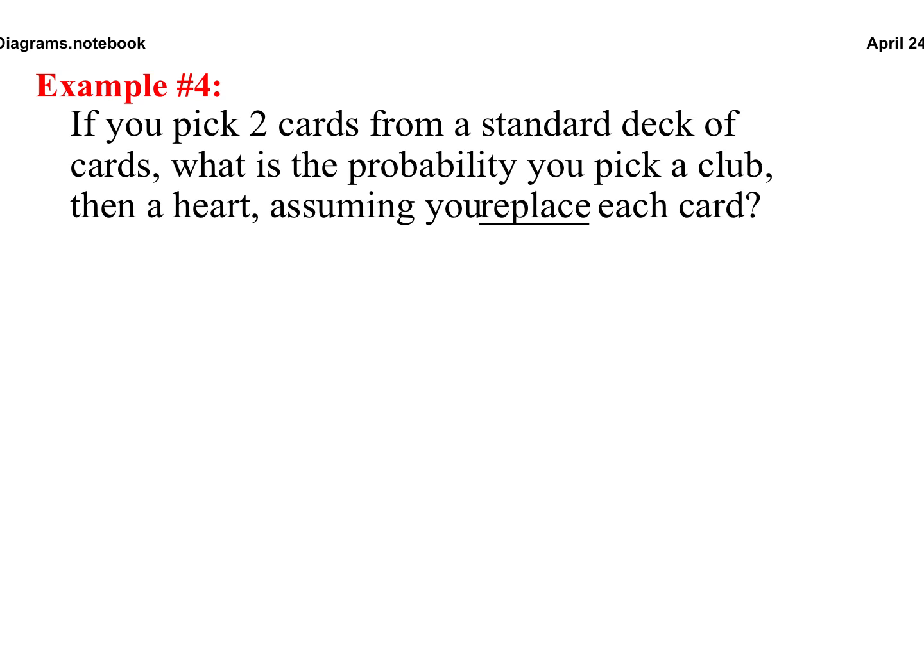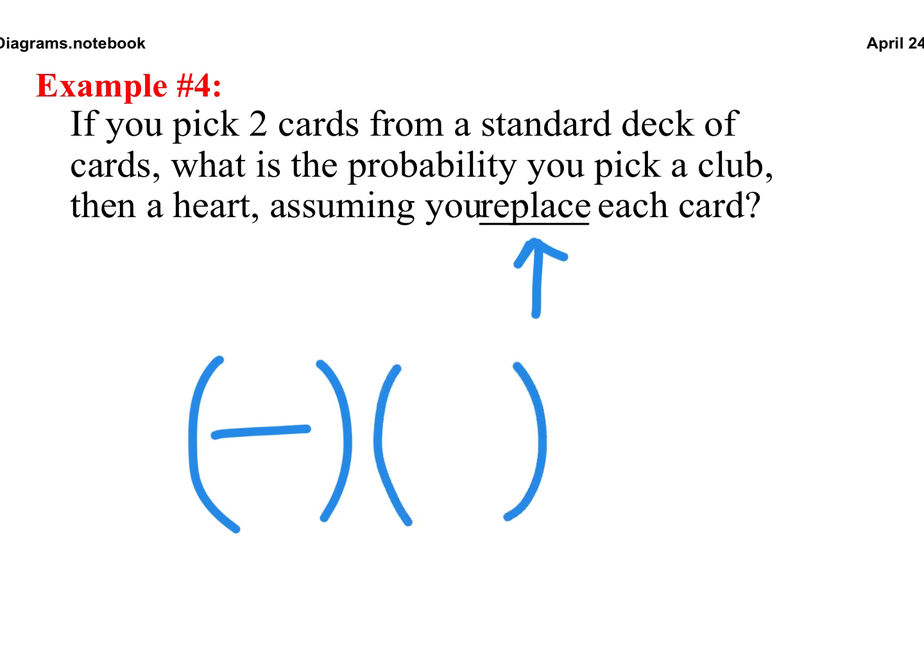Okay. If you pick 2 cards, what's the probability you pick a club, then a heart? And notice you're replacing. So you pick it, you look at it, you put it back in the deck. Well, there's my 2 picks. You multiply your choices. The first thing is a club. I know some of you aren't good at cards, so I'll tell you, there's 13 clubs in the deck, out of 52 possible. Could you have reduced that to 1/4? Yeah.